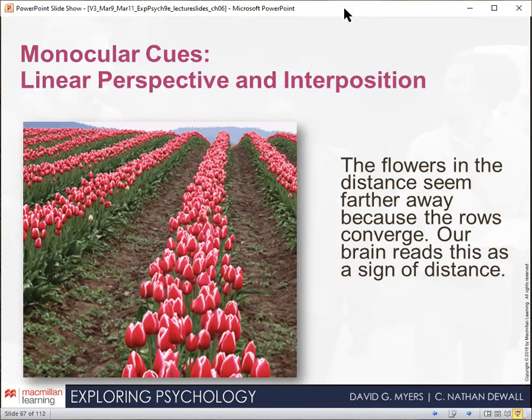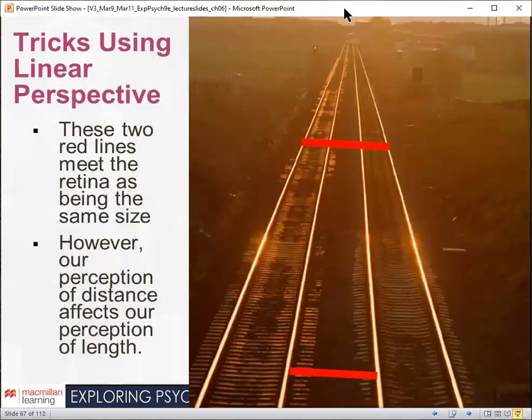and that is all about depth perception. It tells us how far away something may be from us. Now let me give you another quick example here. Tricks using linear perspective. These two red lines meet the retina as being the same size.